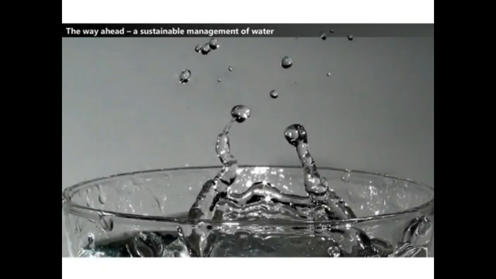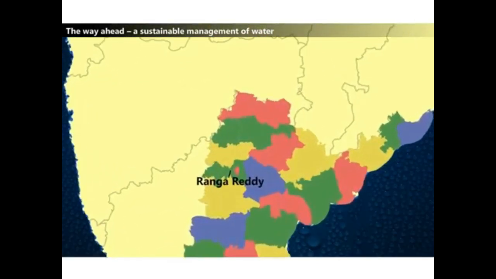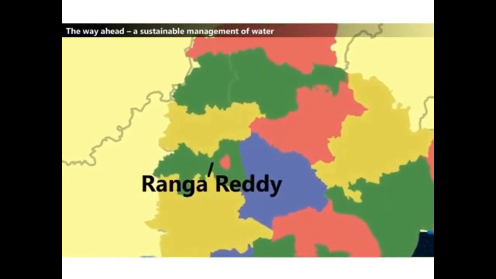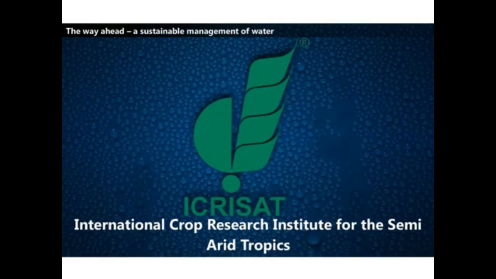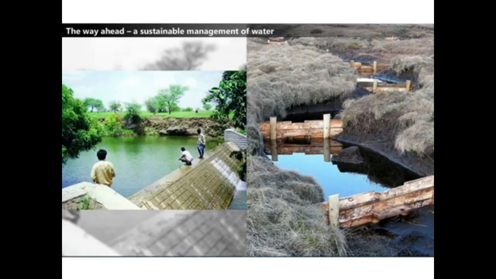Then, how can we opt for a sustainable management of water? Let us know the success story of sustainable water management in Kottapalli village of Rangareddy district in Andhra Pradesh. The International Crops Research Institute for the Semi-Arid Tropics, ICRISAT, started a water management project in this dry village by constructing traditional masonry check dams and gully dams.